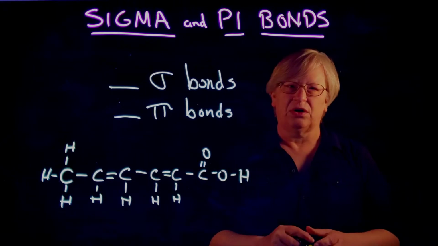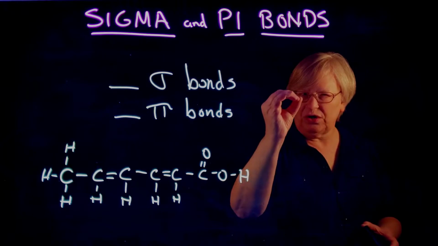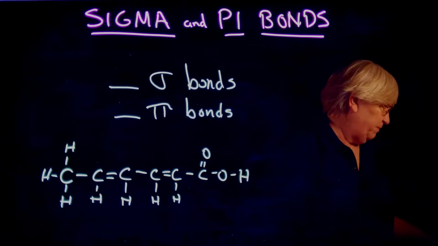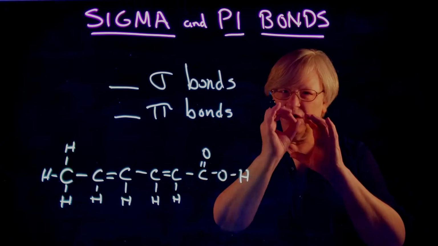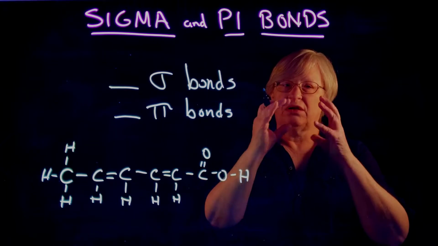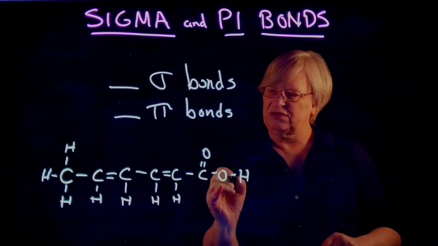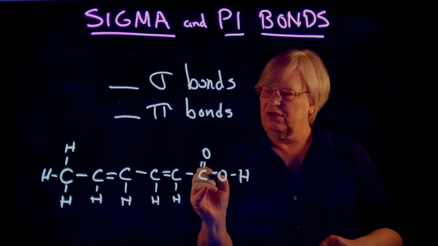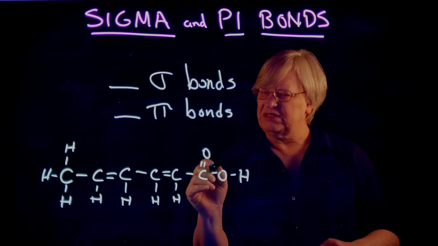Sigma bonds, remember, are symmetrical around the axis joining the two atoms. And so we have to have one of those for every bond that there is. So this is a sigma bond here. So we have one here, we have one here, we have one here. That's pretty clear. What about this though?